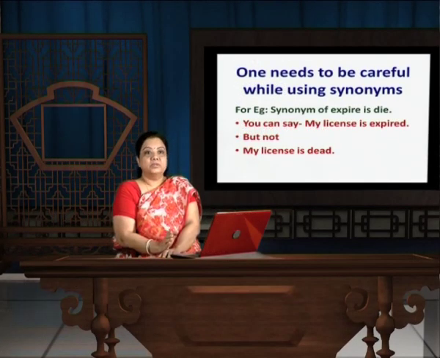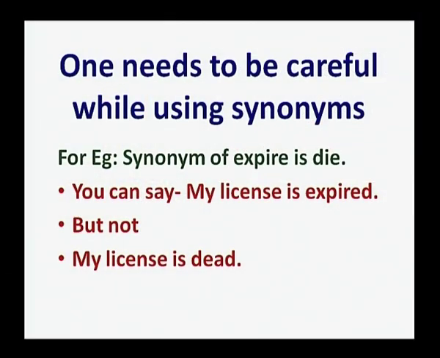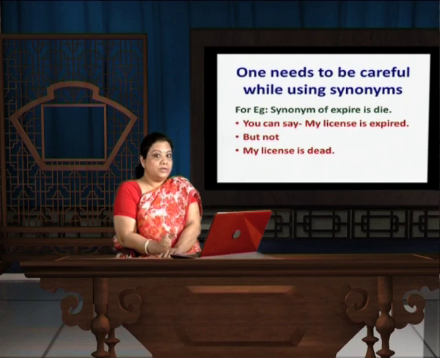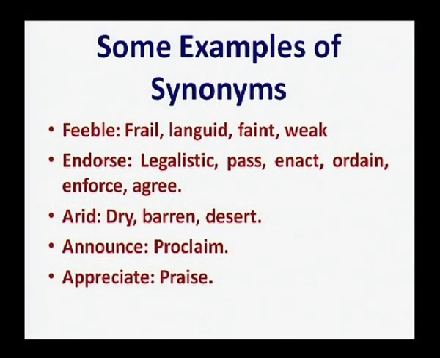But what is important here to note is that one needs to be very, very careful while using these synonyms. For example, the synonym of the word expire is die. You can say my license is expired, but not my license is dead. So, what is important here is that the context of the word is also equally important, whether you can use the word in a certain context or not. We have to be very careful while using these synonyms.